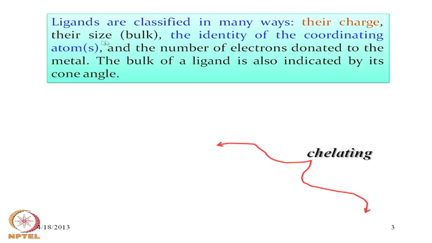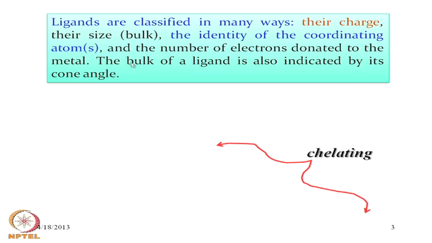Their size, how big they are, depends upon the donor atoms, which can vary from nitrogen to oxygen to sulfur to phosphorus. Depending upon the donor atoms, and if it is a chelating one, that means it has two binding points, the size of the ring is also important. Then there is the identity of the coordinating atoms, and the number of electrons donated to the metal through these ligands, that means how many bonds they form with the metal center, whether a single bond, a double bond or a triple bond.